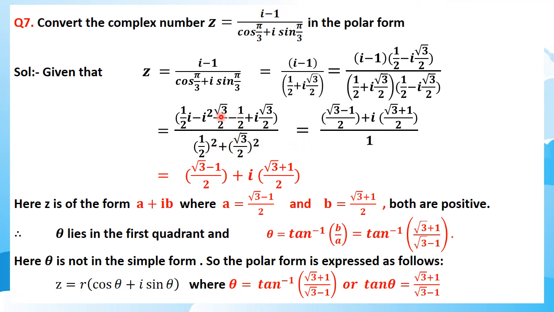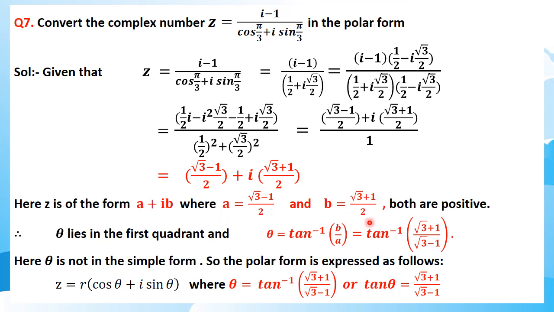And in the numerator we will separate the real and imaginary parts, then we will get root 3 minus 1 upon 2 plus i into root 3 plus 1 upon 2. Now separate the real and imaginary part because the denominator is 1. So root 3 minus 1 upon 2 plus i into root 3 plus 1 upon 2. This is of the form a plus ib, where a is root 3 minus 1 upon 2 and b is root 3 plus 1 upon 2.